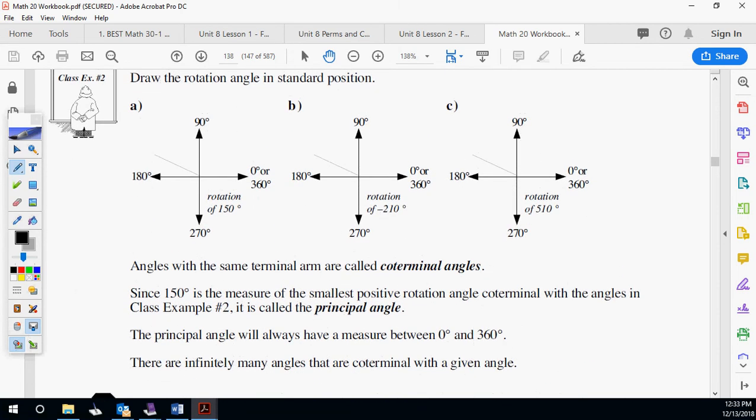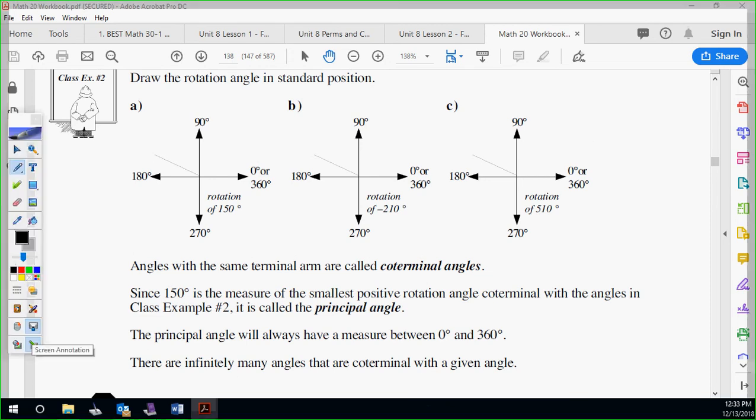Draw a rotation angle in standard position. So right there is a rotation of 150. It's in 150, so it's already kind of there. And so that would be this way. It says rotation of negative 210. So it's just telling you which way to draw your arrows. That would be this way. And then rotation of 510, 360, another 150. So the point is that all three of those are actually in the same spot. You guys see that? So 150 and negative 210, same thing.